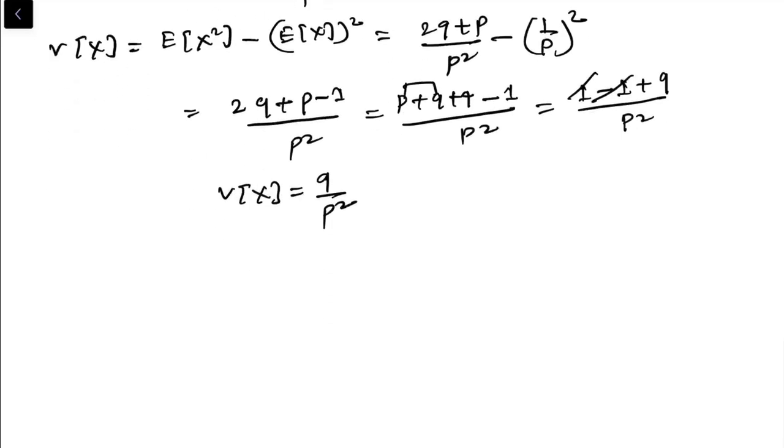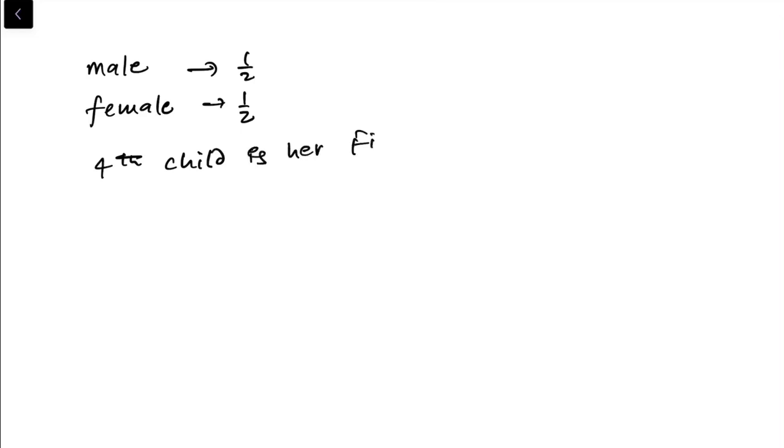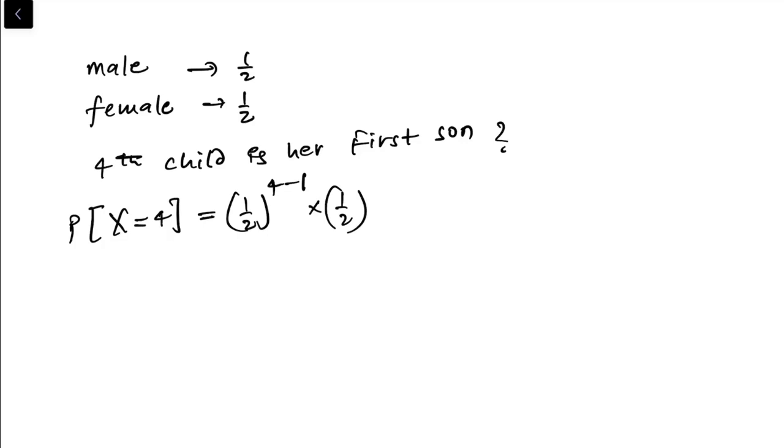Now let's look at one example. If the probability of a male or female child is equal, that is half, what is the probability that a woman's fourth child is her first son? Okay, so this is the question. So the probability of getting the first success in the fourth attempt is 1 over 2 to the power 4 minus 1 times 1 over 2, right? So this is 0.0625. So this is how you can solve a problem of geometric distribution.